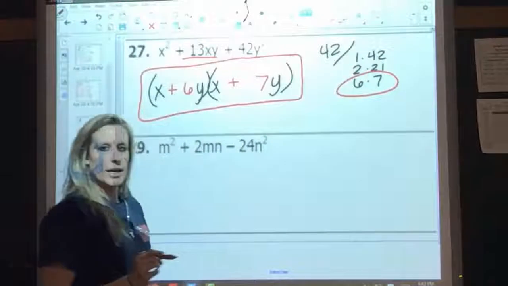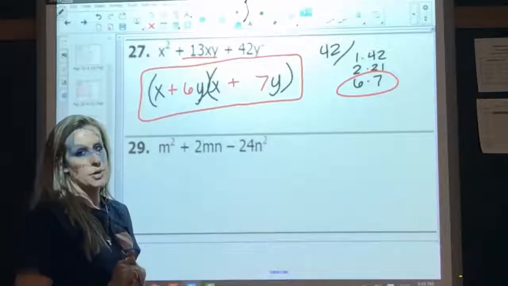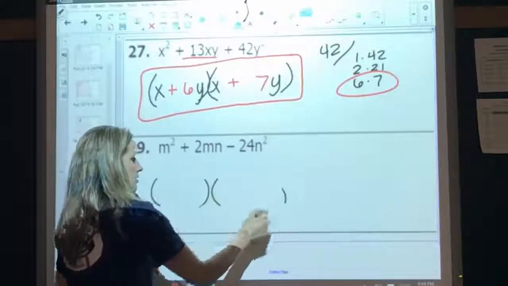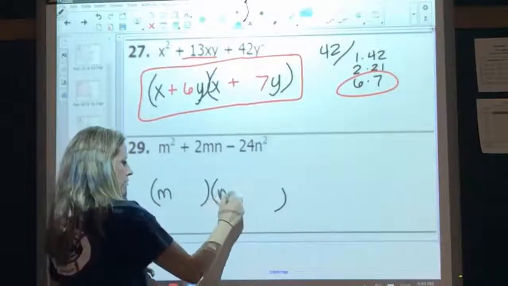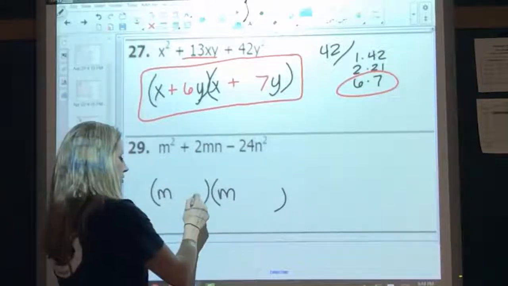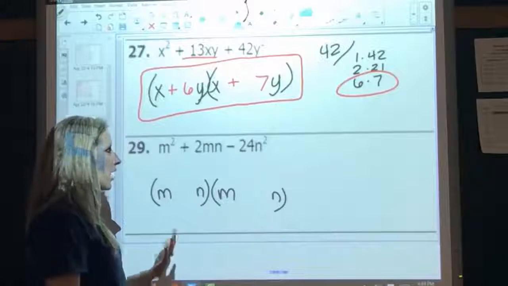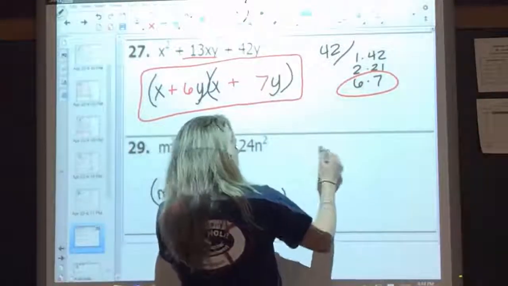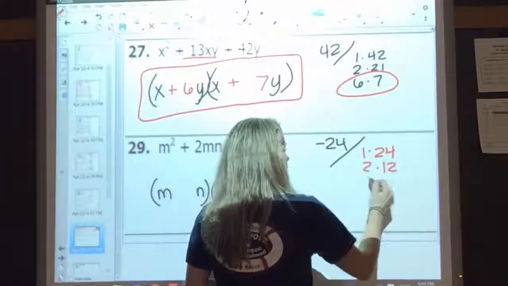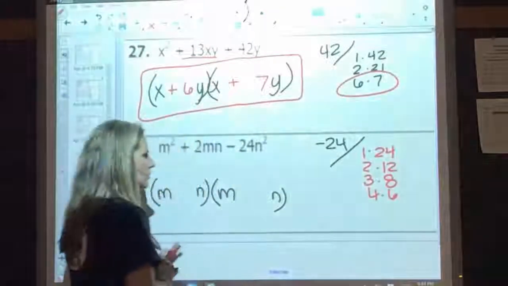So like I said, if you can go ahead and do the letters first, it might make it easier where you don't have to worry about them anymore. So like 29, I have m squared at the beginning. So I know I'm going to have an m times m at the beginning of my factors. And then my last term is n squared, so I have to have an n times an n, right? Okay, so now I can do it like normal. I can find my factors of negative 24, and I get 1 and 24, 2 and 12, 3 and 8, 4 and 6. That's it.